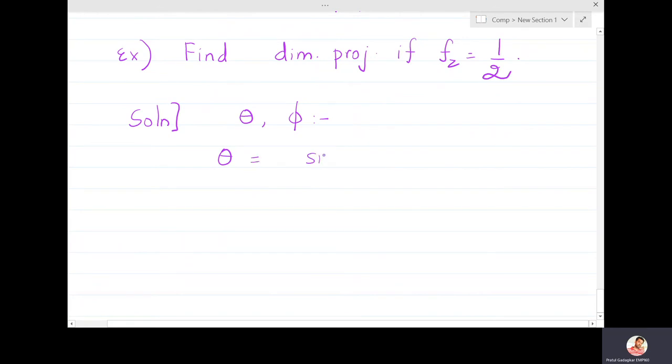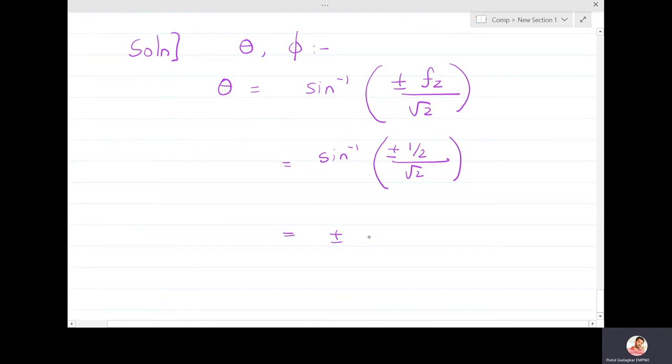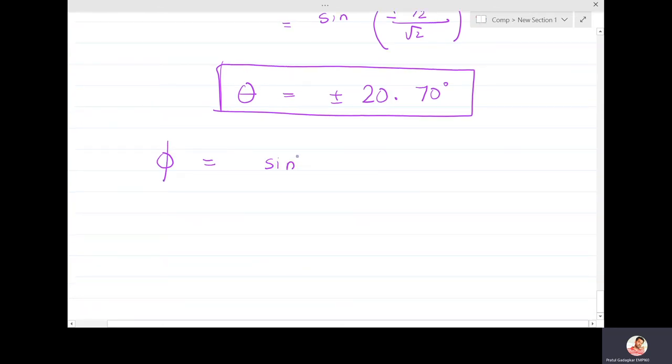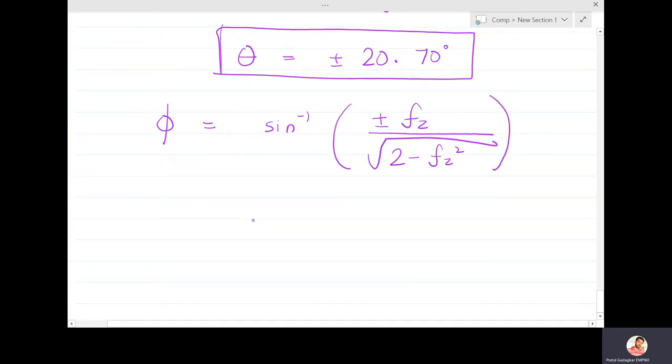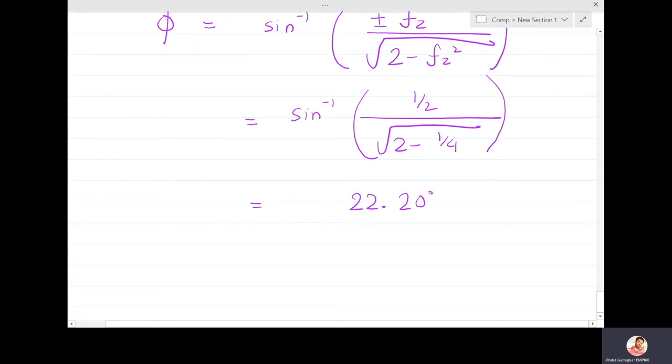What is the formula for theta? Theta is sine inverse of plus minus fz upon root 2, and when you substitute fz equal to 1 upon 2, it is equal to plus or minus 1 upon 2 root 2, and this will become sine inverse of this quantity, which comes to be plus or minus 20.70 degrees. This is theta, which we are going to need. What is phi equal to? We just now derived a formula for phi. Phi is equal to sine inverse of plus minus fz upon root of 2 minus fz square, and when I substitute fz equal to half here, this means sine inverse of half upon root of 2 minus 1 by 4, and when I calculate this, it comes to be 22.20 degrees, with the plus minus sign.